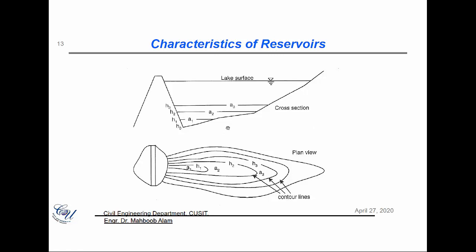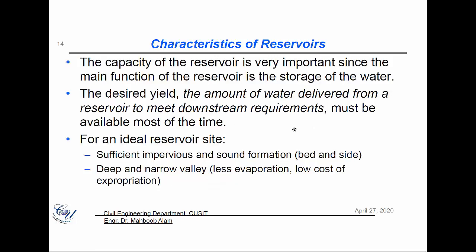So we have a relationship in a reservoir between the height and the area. And this relationship is very important, because this is what ultimately we would be using for the operation rules of reservoir, which is coming up in the next few slides. And what we have to ensure is that the yield of the reservoir is always met, and yield is usually defined as the amount of water which is delivered from a reservoir to meet all the downstream requirements.